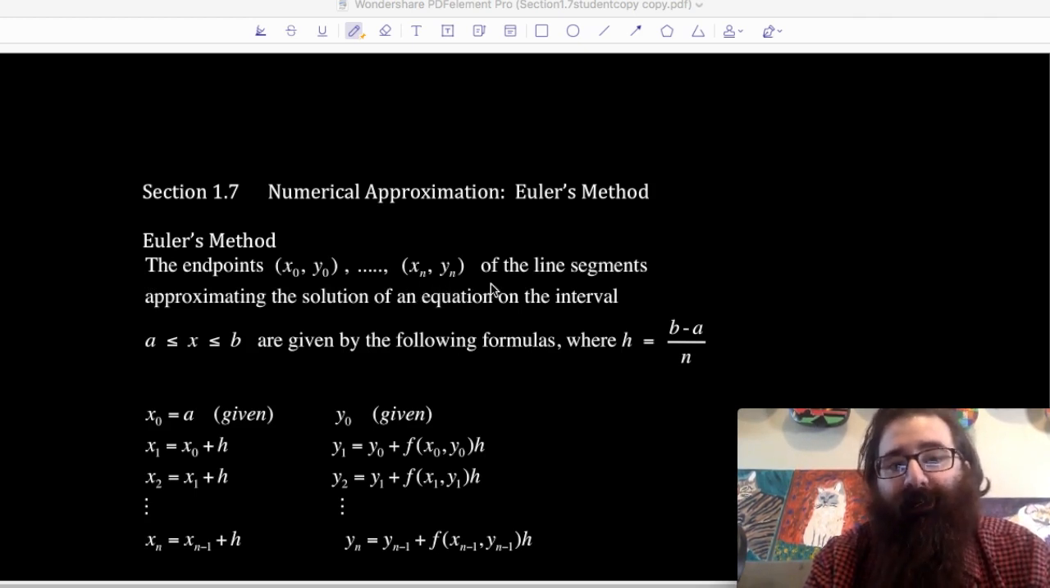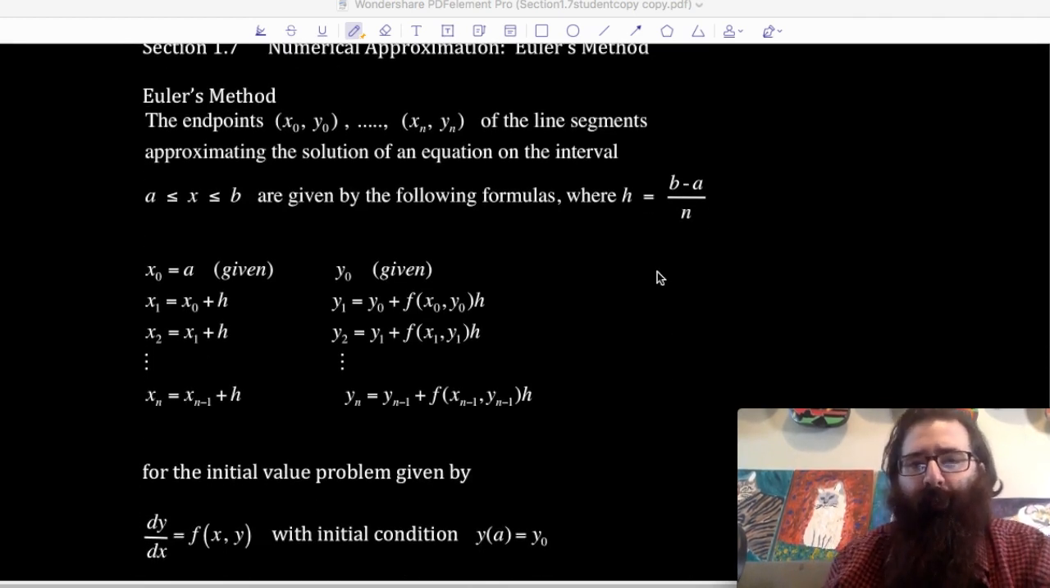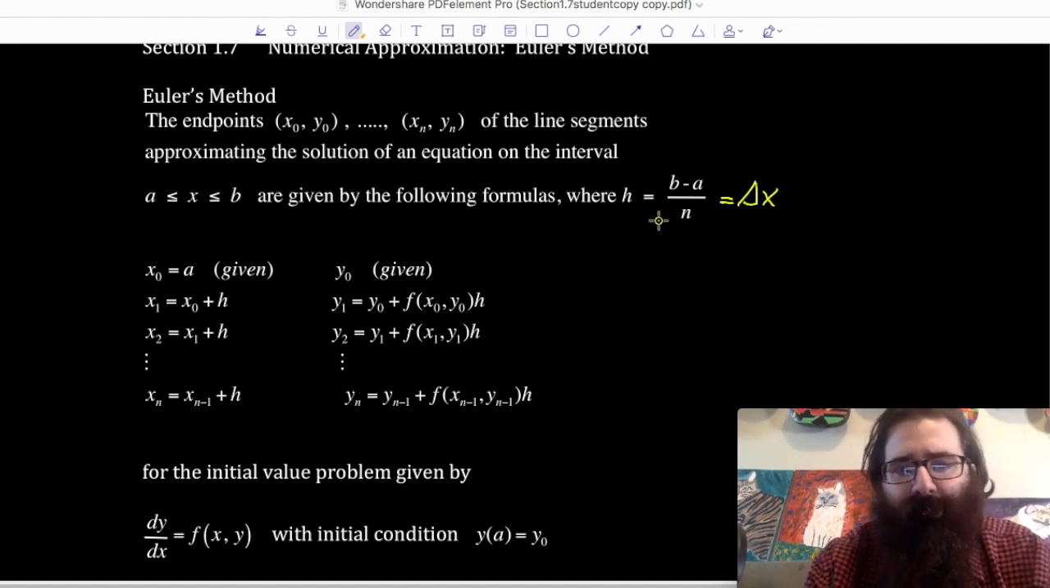And these endpoints of the line segments approximating the solution of an equation on the interval x goes from a to b are given by the following formulas where h is b minus a divided by n. This expression here for h probably looks familiar from calculus. I prefer to actually think of this as the ever popular delta x. But calling it h is fine as well. It's going to be our step size is what we refer to it as.